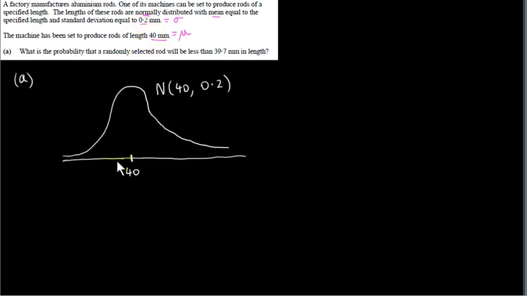So we're dealing with a normal distribution. So it's a normal distribution with a mean of 40. That means it's centered at 40. The standard deviation sigma is a measure of the spread of this normal distribution. Sigma is 0.2.